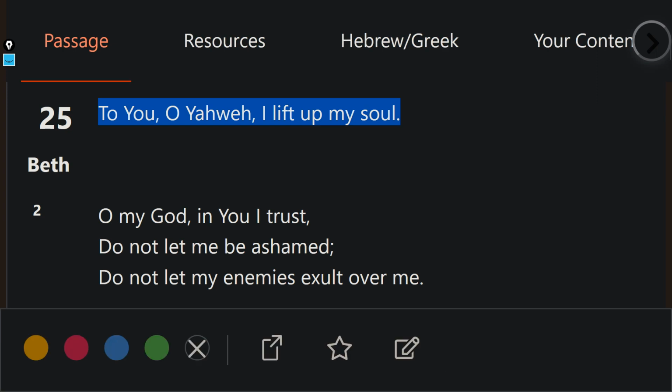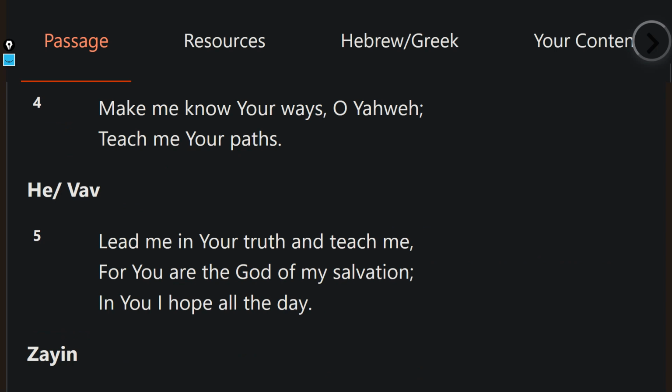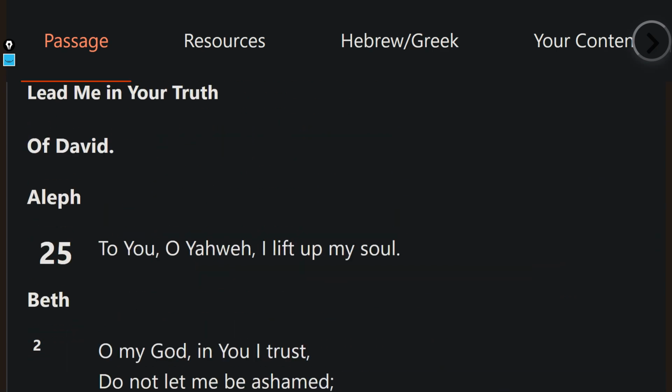To you, O Yahweh, I lift up my soul. Verse 2 is a different section. For us, visually, it looks like a different section, even though we might be able to make it flow much more easily by removing the alphabet letters, the words Zayin, He, Vav. If we removed those, I think the flow would be much better, but the way that it's structured visually, we can segment and focus in on certain sections of this passage.